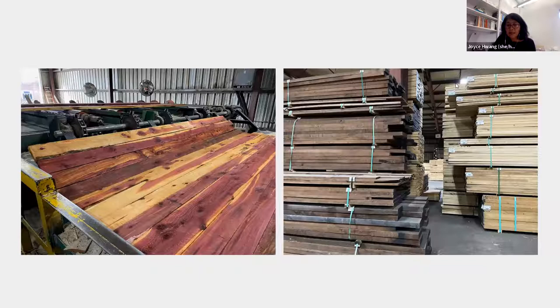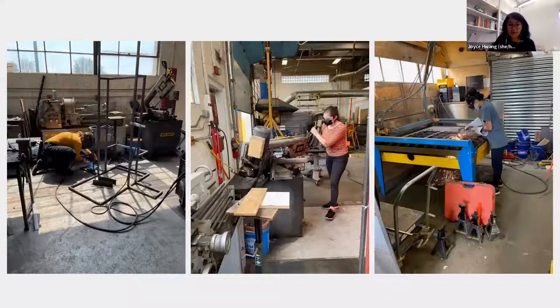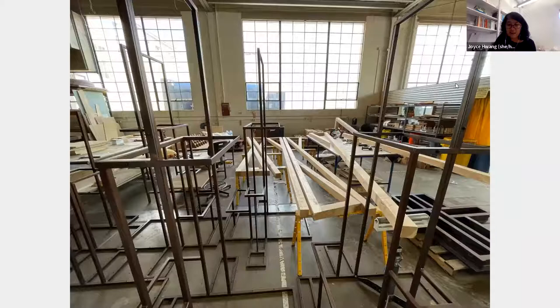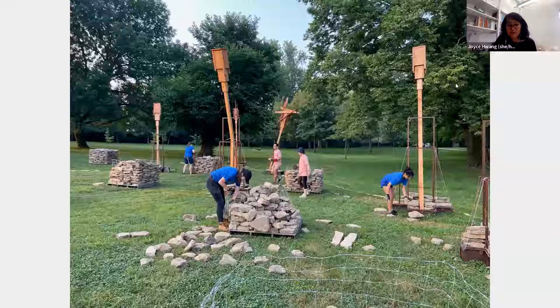Here are some photos of my assistants and I working on the model, and also working with a structural engineer in the shop. I'm going to go through this part a little bit quickly because a lot of this is covered in the video that I'm about to show you. But installing the project in Columbus, there was a high school team that was helping us one day.